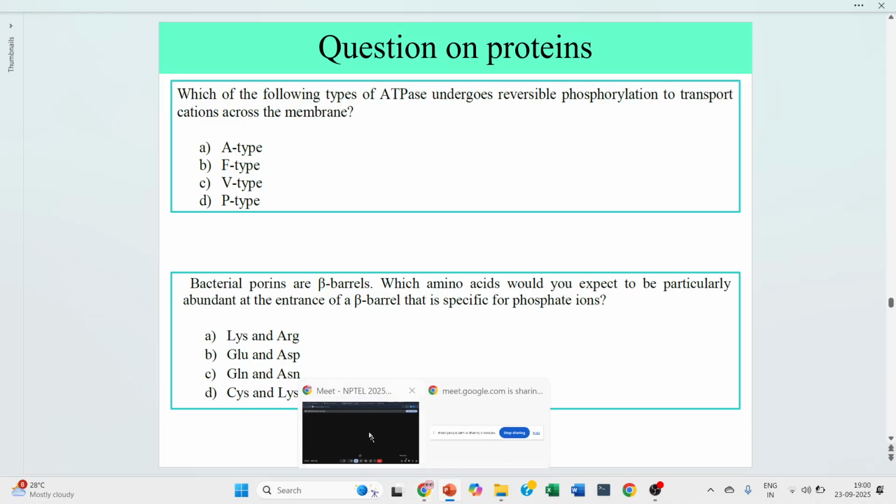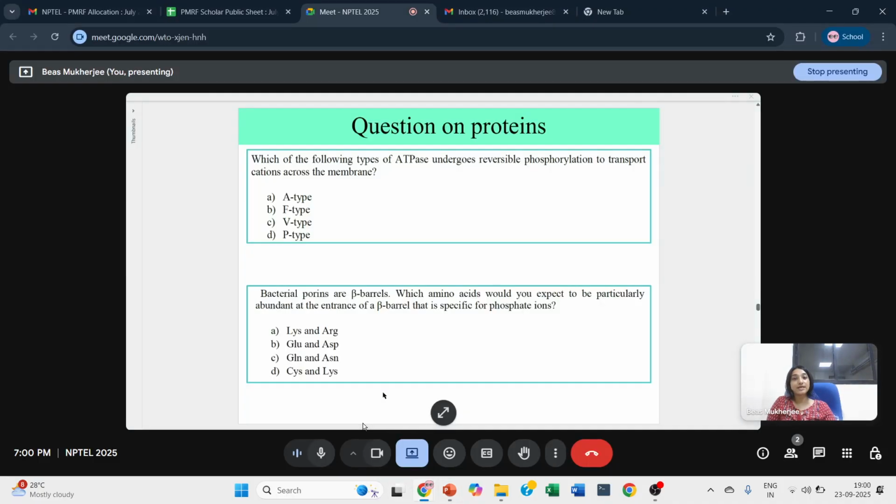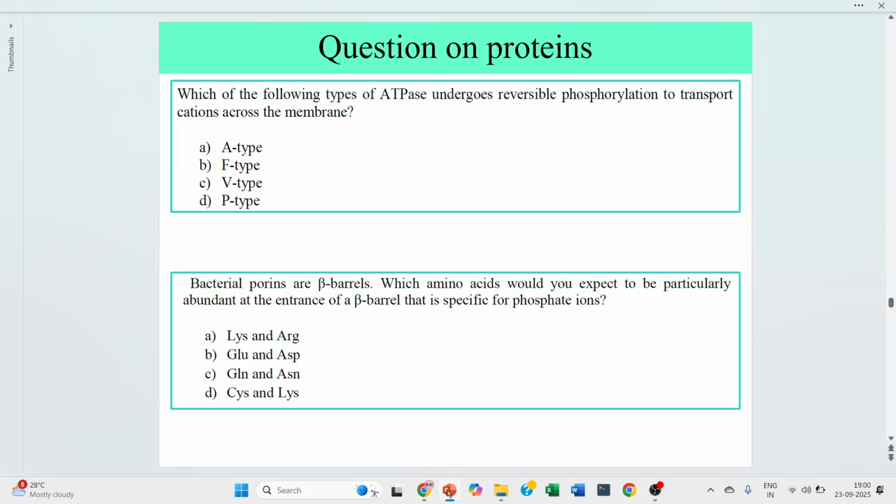Now which of the following types of ATPases undergo reversible phosphorylation to transport cations across the membrane? A, F, B and P type. The second question is, bacterial porins are beta barrels. Which amino acid would you expect to be particularly abundant at the entrance of a beta barrel that is specific to phosphate ions? Now this is something that you'll have to think about.